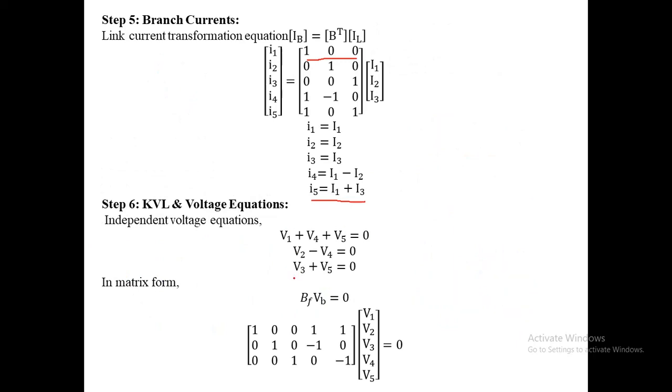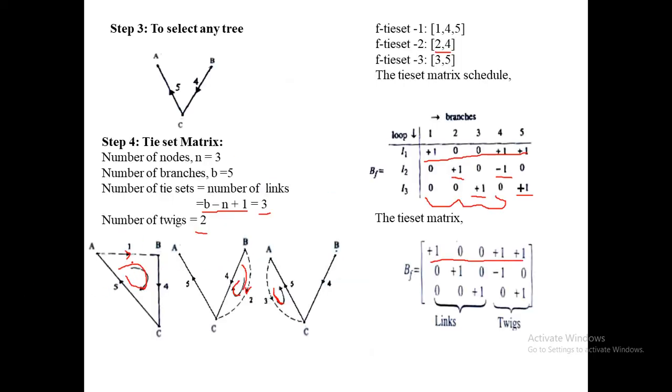From the tie-set matrix we can write the independent voltage equation. In matrix form we can write it as B_f, that is the tie-set matrix, into branch voltage equal to 0. Here this is the tie-set matrix. Branch voltages, we know that 5 branches, equal to 0. This is the answer.